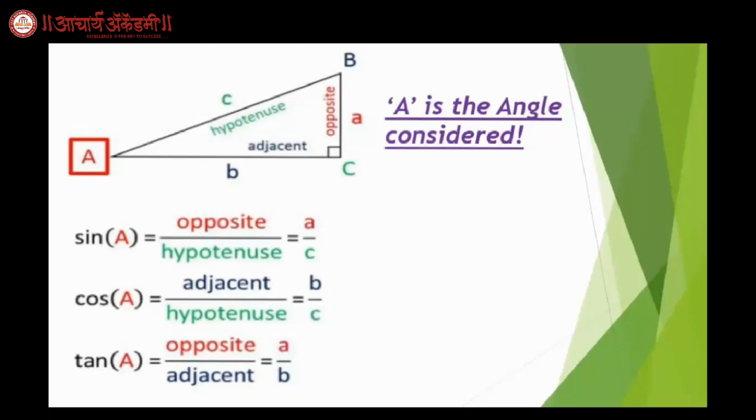The value of tan A is opposite upon adjacent. So for angle A, the opposite side is BC, whose value is small a, and the adjacent side is b. So the value of tan A is a upon b.